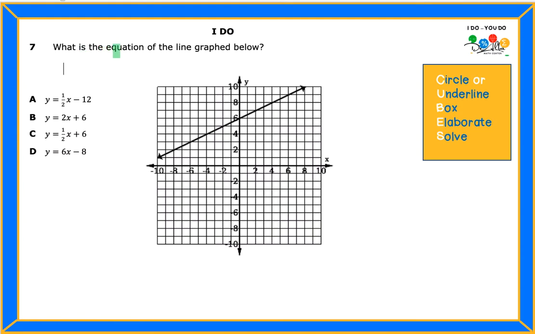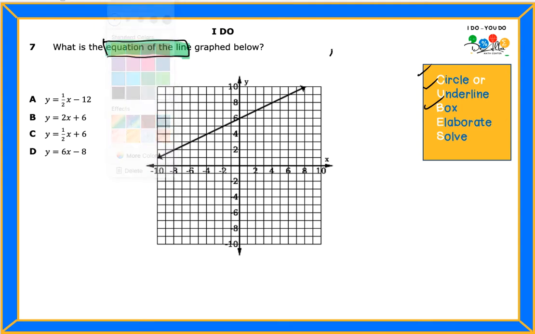What is the equation of the line graph below? Okay, this is not a lot of information in the question, pretty straightforward with the circle, underline, and box. Elaborate. Okay, so I'm gonna define and remember my steps. If I need to go from a graph or table to an equation, I'm gonna follow the same steps.